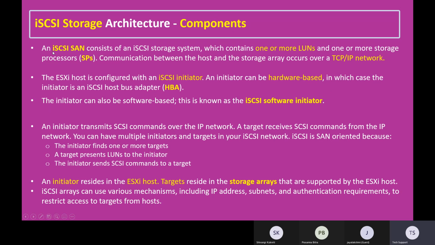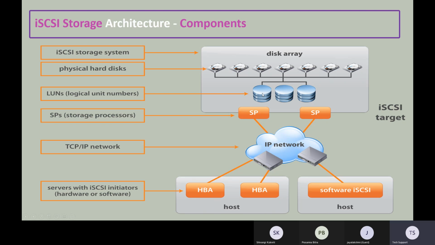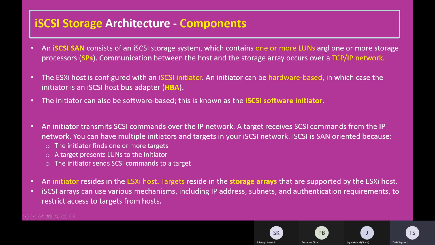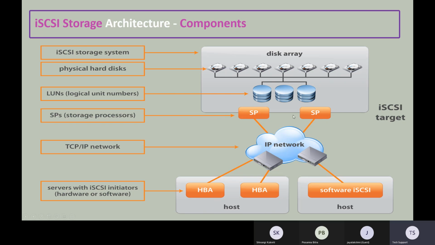The first one is an iSCSI SAN consists of iSCSI storage system which contains one or more LUNs. Even if you see in the diagram we have three LUNs available, and the LUN numbers are always unique. For example, LUN 1, LUN 2, LUN 3. If you want to create another LUN, it will be a sequential number or randomly it will pick the LUN number. So the same point here, which contains one or more LUNs and one or more storage processors. We have more storage processors.